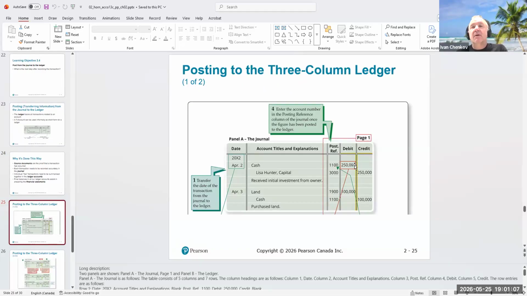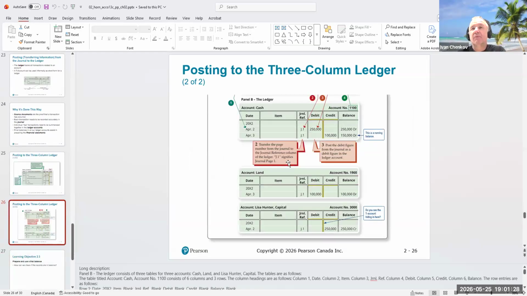So for that reason, here the post reference, as you can see, uses the account number. Now, if you want to make it a little bit easier for you to understand later, you can even put in a description of what exactly happened. And once you post everything, it's going to look something like this. Now, obviously, you're not going to see it because everything is going to go to the accounting software, and the accounting software is going to do everything for you.